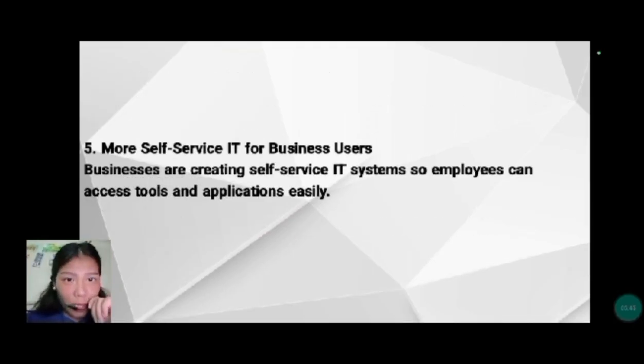And number 5 is more self-service IT for business users. Businesses are creating self-service IT systems so employees can access tools and applications easily. For number 5, it means employees can use technology tools and applications on their own without always needing help from the IT department. It makes work faster and easier because users can solve simple problems, access systems, or set things up themselves.